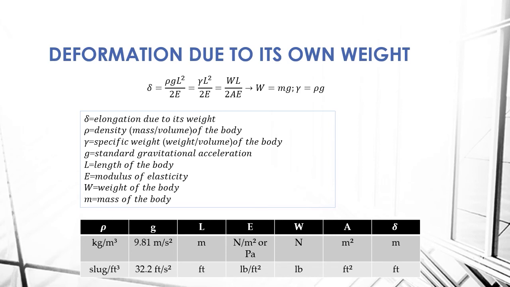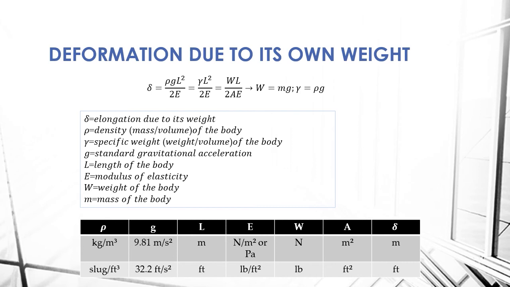Unsa man na si W? So weight na sa body, pero naay area sa ilalom. Or ang weight is equal to mass times gravity. Nya ang gamma is equal to rho times gravity. Yan. Daghan siyang formula, pero isa ra jud inyong tandaan. Asa lang gamit. Basta kabalo lang mo mag-derive.